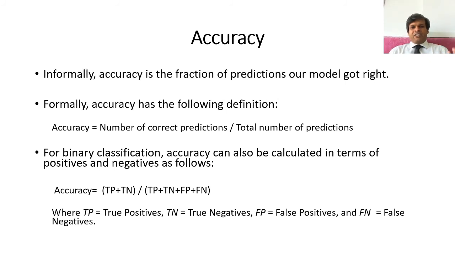For binary classification, accuracy can also be calculated in terms of positives and negatives as follows: true positives plus true negatives, divided by true positives plus true negatives plus false positives plus false negatives. That is a more technical definition of accuracy.